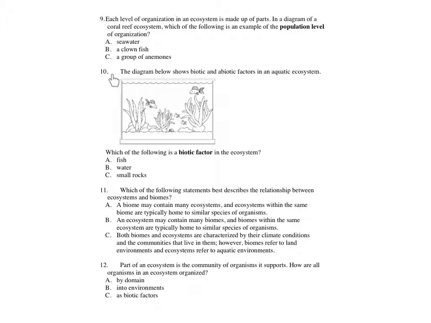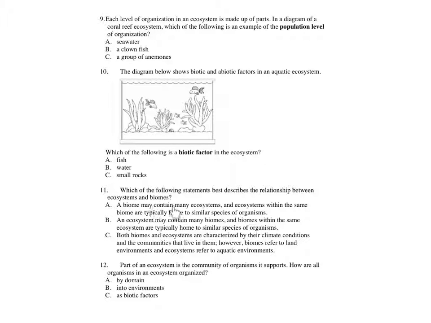Number 10. The diagram below shows biotic and abiotic factors in an aquatic ecosystem. Which of the following is a biotic factor in the ecosystem? A. Fish. B. Water. C. Small rocks.